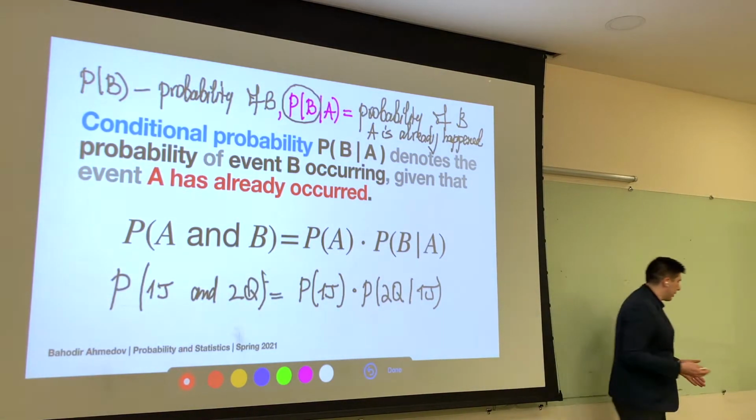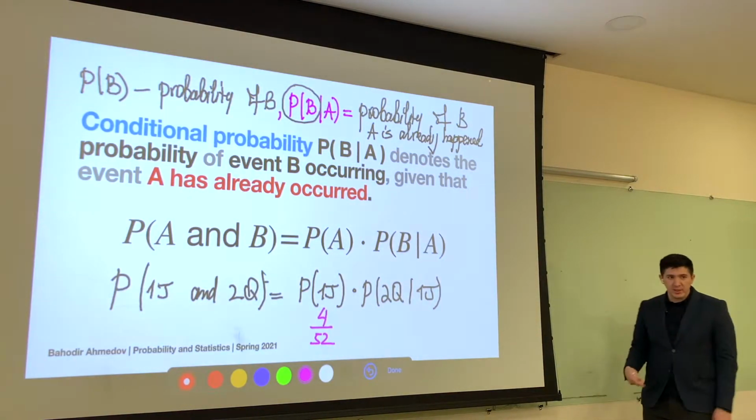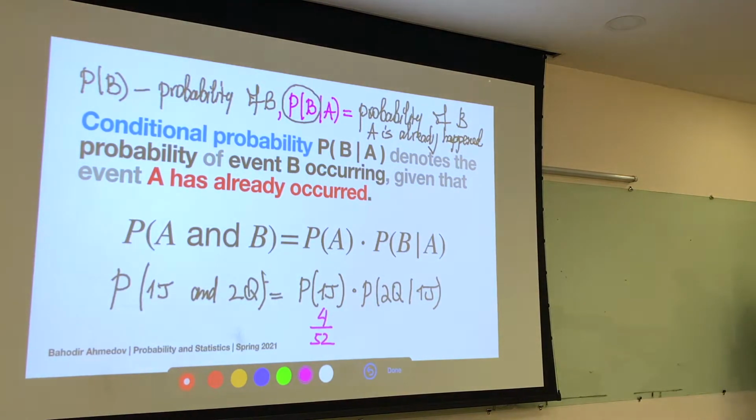So we can evaluate this quickly. What is the probability of choosing a jack? 4/52, because there are 4 jacks, right? And choosing one of them is 4/52. What is the probability that the second card is going to be the queen if the first one is a jack?